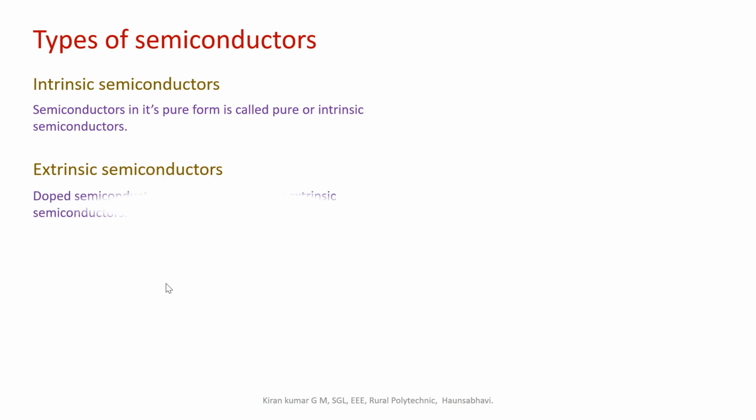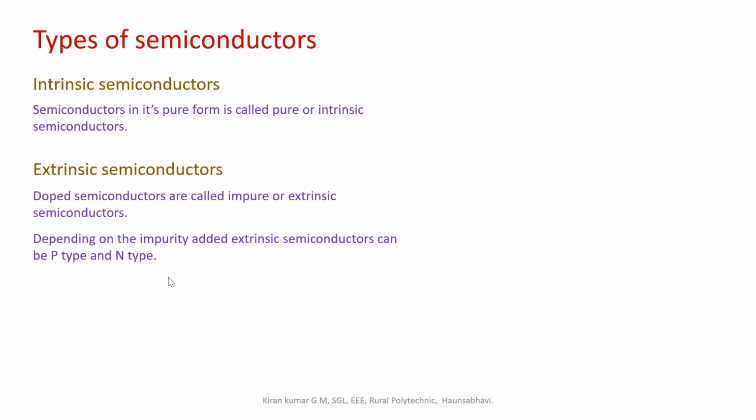The next variety of semiconductors are extrinsic semiconductors. When an impurity atom, either a trivalent or a pentavalent substance, is added into a pure tetravalent semiconductor, the resulting semiconductor is called an impure semiconductor or a doped semiconductor, also called an extrinsic semiconductor. Depending on these dopants, these doped semiconductors can be either p-type or n-type semiconductors.